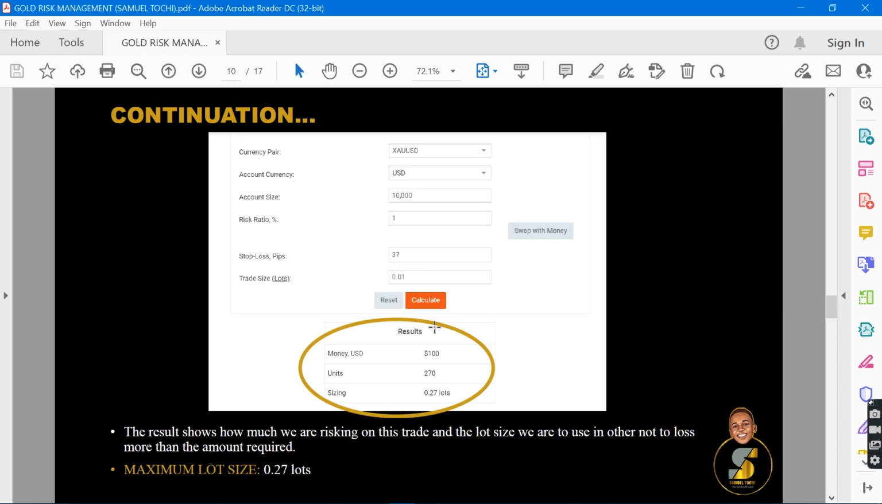Okay. Now you see the results here. You see we have changed it from 0.001 to 0.01. So now you see the result. It shows us the amount in money, in cash, that we are ready to lose. So it's $100, which is 1% of $10,000. So the maximum lot size we should use is what? 0.27. So the maximum lot size here we should use in order not to lose more than $100 is 0.27.